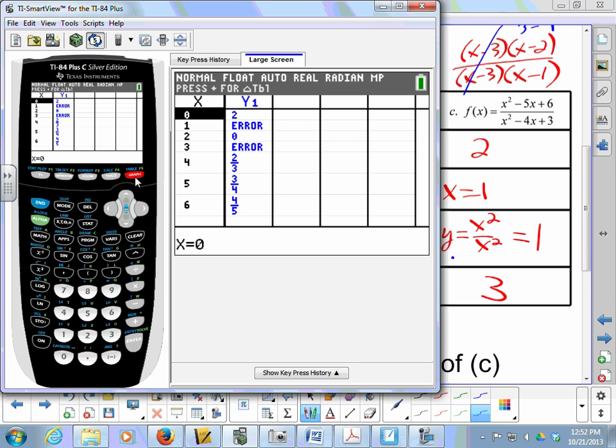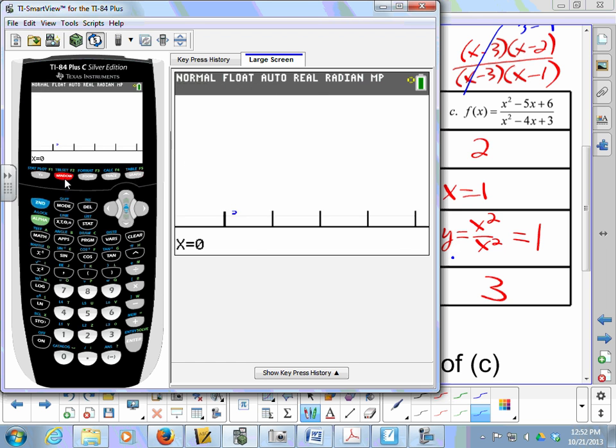So I know it doesn't exist there, because there's a vertical asymptote at 1. So that's why there's an error there at 1. At 3, there's also an error, but it should also be 0 there, right? The calculator's not going to give you both.